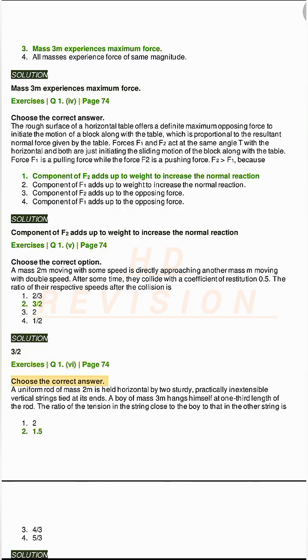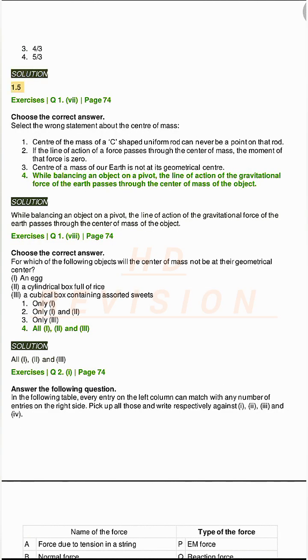Exercises Q1, B, page 74. Choose the correct answer. A uniform rod of mass 2m is held horizontal by two sturdy, practically inextensible vertical strings tied at its ends. A boy of mass 3m hangs himself at 1/3 length of the rod. The ratio of the tension in the string close to the boy to that in the other string is: 1. 2. 2. 1.5. 3. 4/3. 4. 5/3. Solution: 1.5.